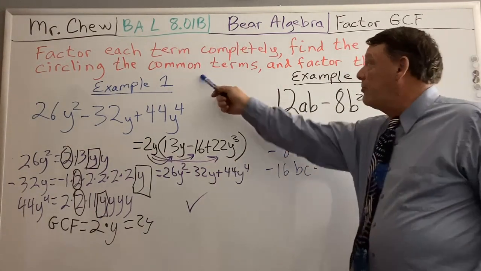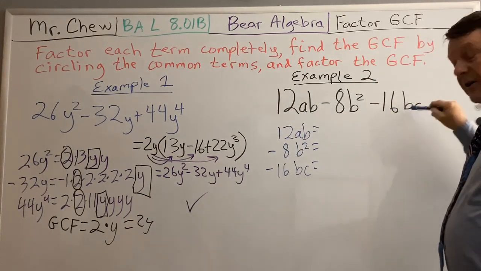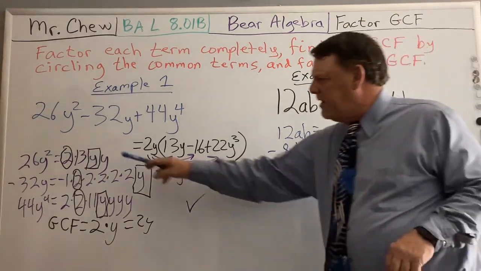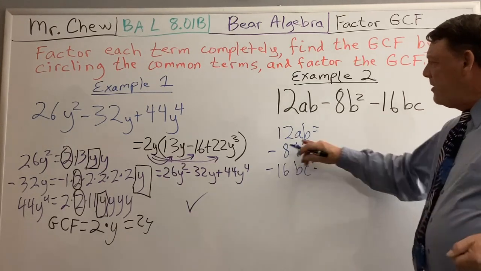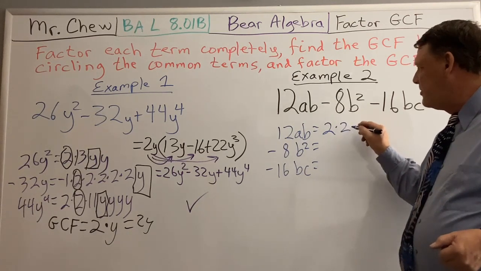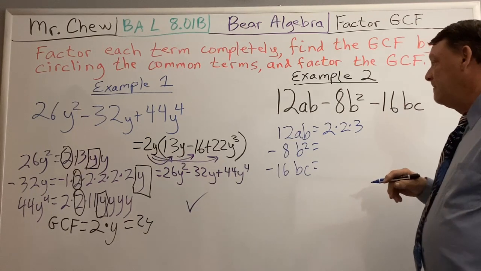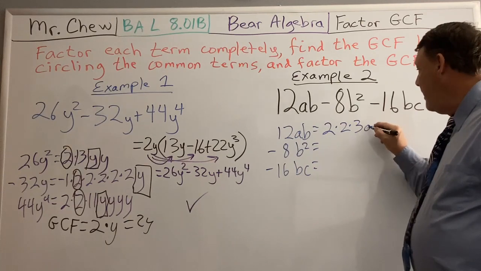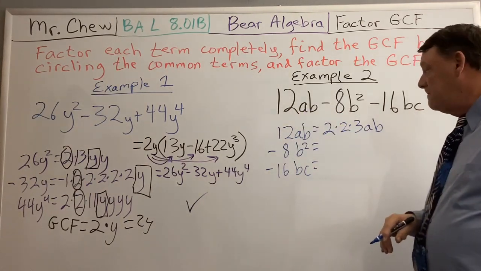Then I'm going to circle the common terms. So I'm going to circle, and then put a box, and then I could put a triangle. But usually you're just circling them all. I was just trying to emphasize how this worked here. All right, so I know that 12 is 2 times 6, and 6 is 2 times 3. That's how I would do that without a factor tree. All right, 2 times 2 is 4 times 3 is 12, and then a, b. That's a complete factorization of the first term, 12ab.